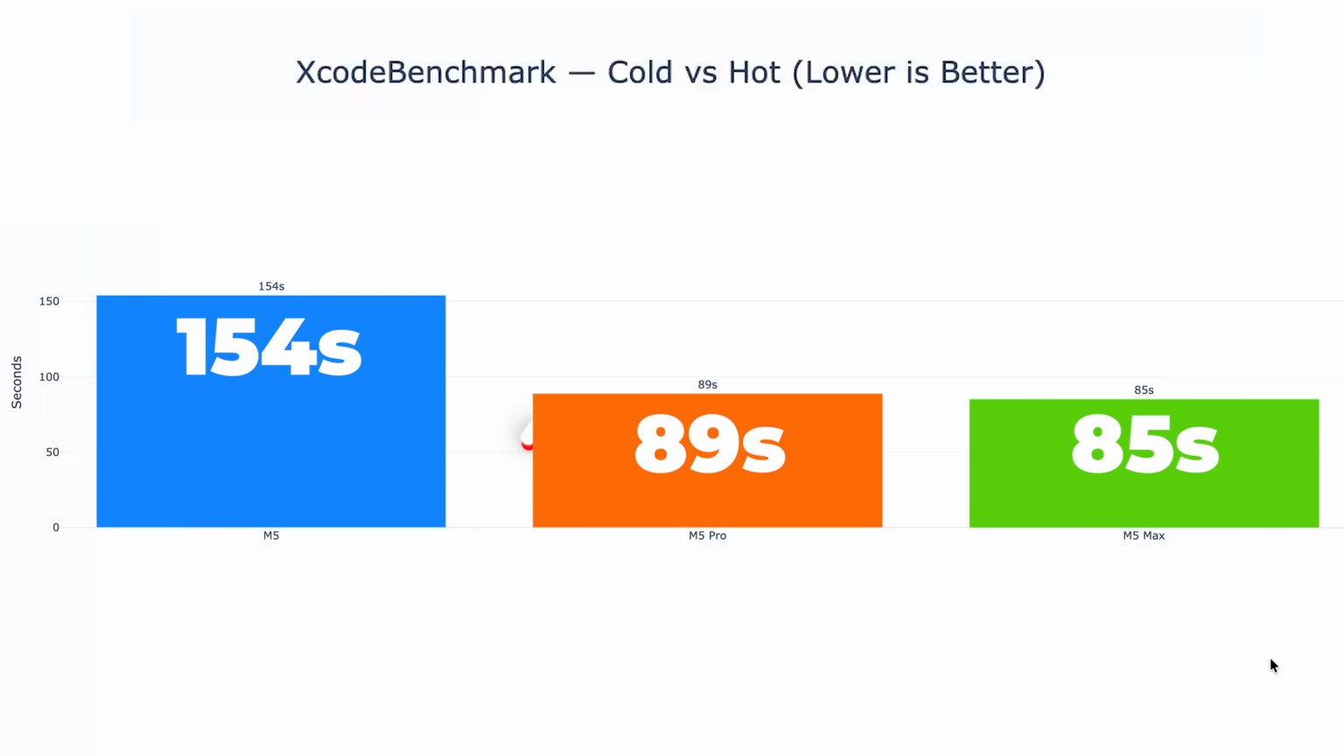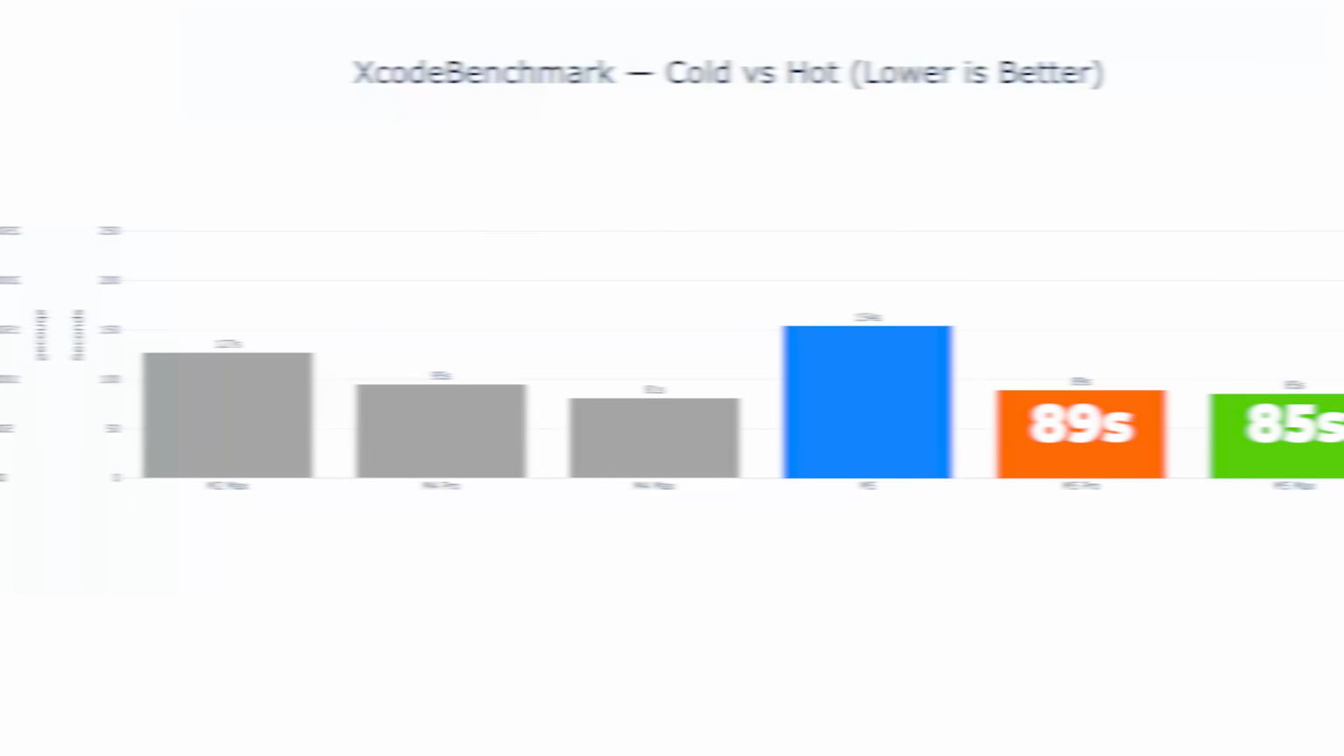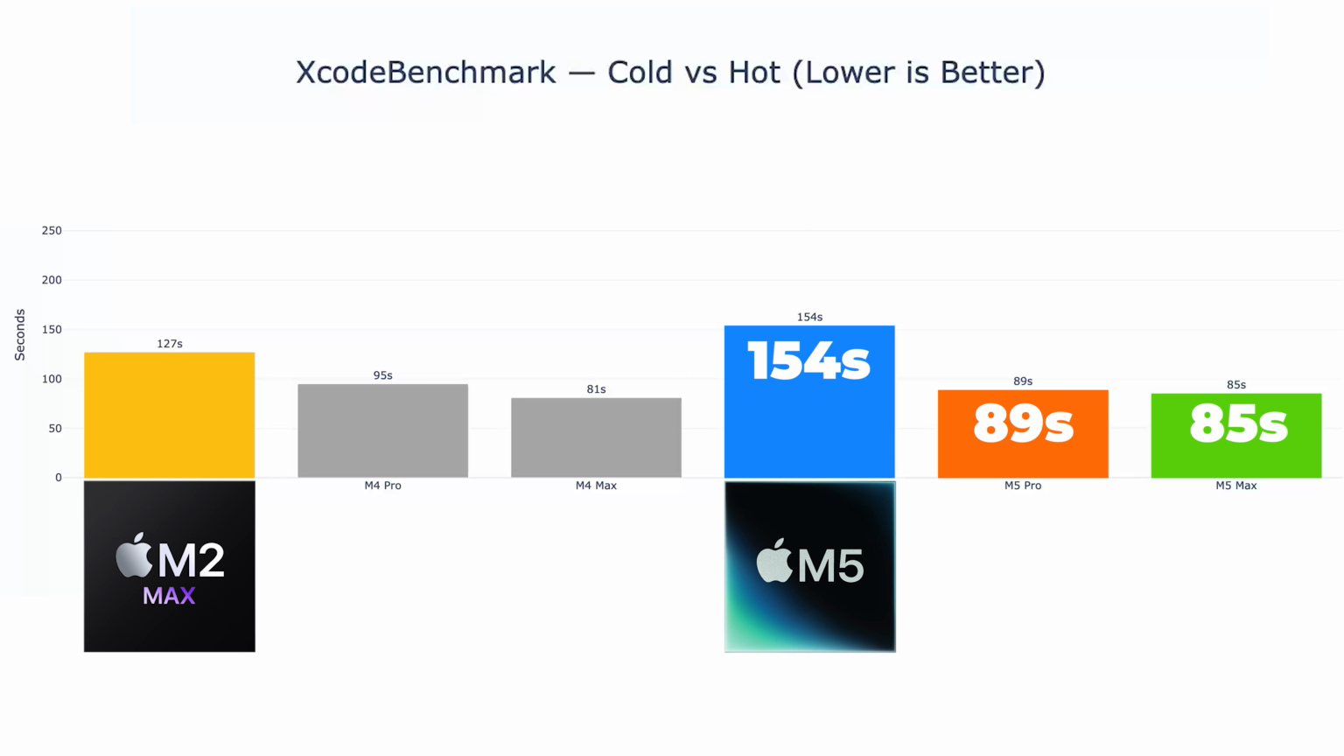Well, here the M5 is nearly twice as slow as the Pro, but these two are pretty close. And here's a fun fact. The base M5 at 154 seconds is actually slower than the 3-year-old M2 Max, which did this in 127 seconds. More cores beat a faster clock every time.